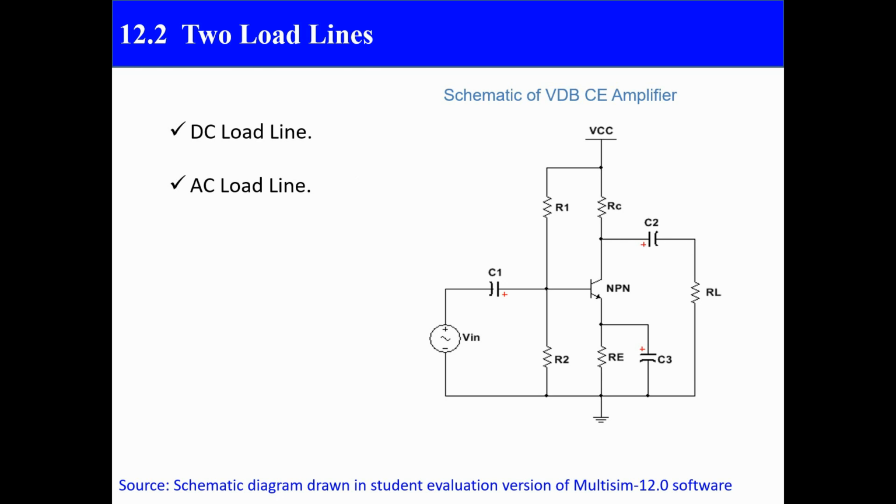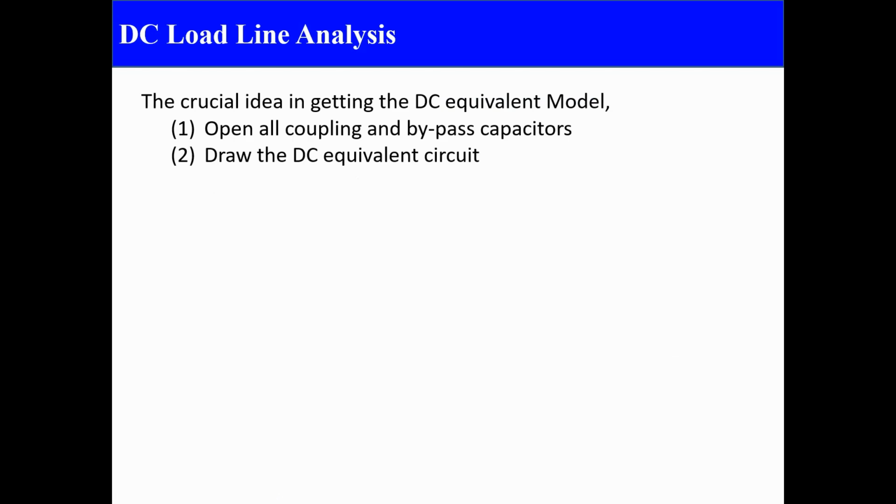So here it is: a common emitter amplifier, VDB-C amplifier, voltage divider bias. Here there are a few components of the circuit: R1, R2, RC, RE, bypass capacitor, coupling capacitors, load resistance. Now to find out the DC load line of the circuit, there are a few steps. So let's see quickly.